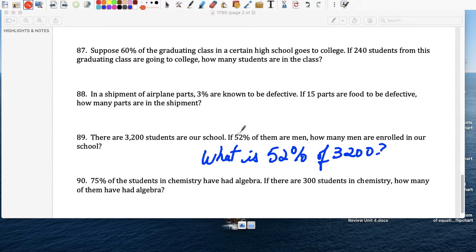Pretty straightforward. Let's identify the parts. This is the percent, this is the whole, and we're looking for the part. So A equals P times W, which is 0.52 times 3,200. So let's see how many men are in this particular school. 0.52 times 3,200 is 1,664 men.